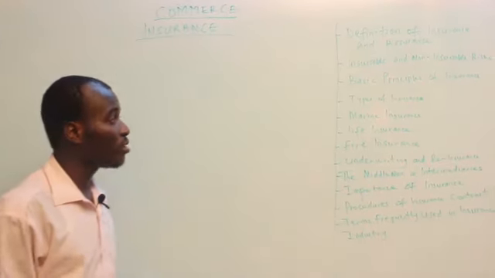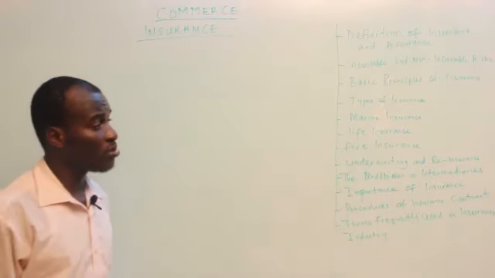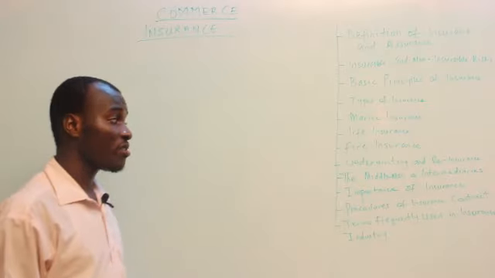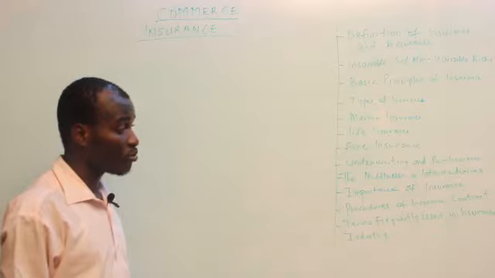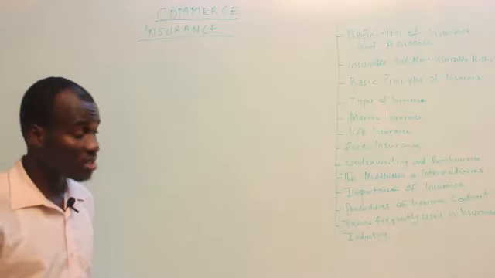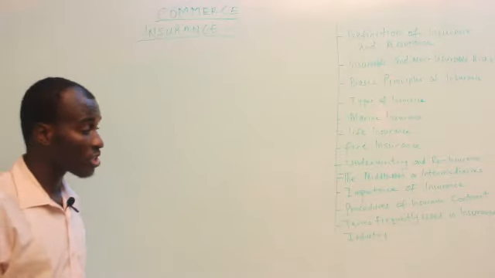But we have a lot of them. Also, we'll be looking at underwriting and reinsurance. We'll also be looking at the middlemen or intermediaries. Thereafter, we are going to look at the importance of insurance. Then move to procedures of insurance contracts. Thereafter, we're going to look at terms frequently used in insurance industries.